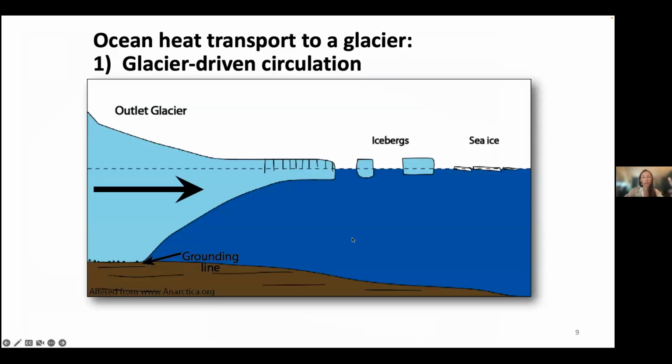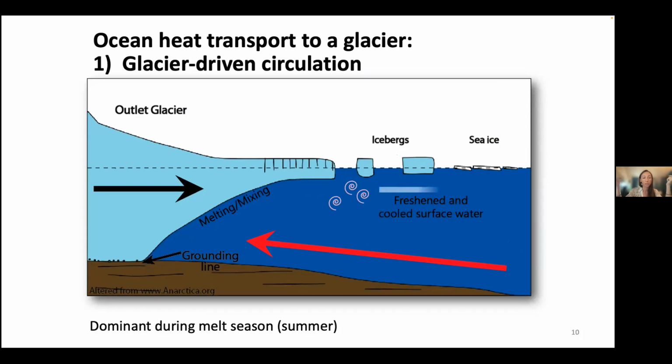Now, the way that this Atlantic water is often transported towards the glacier is where it comes in at depth, it melts the glacier at the grounding line, mixing relatively fresh and buoyant water into the water column, and that, because it's buoyant, rises towards the surface as a plume. And then that escapes away from the glacier at the surface. And this is called glacier-driven circulation. This is dominant during the melt season in summertime when you have a lot more melting, creating that circulation.